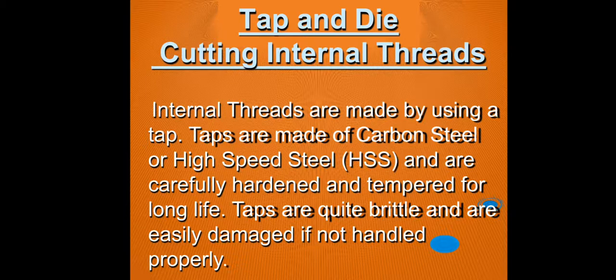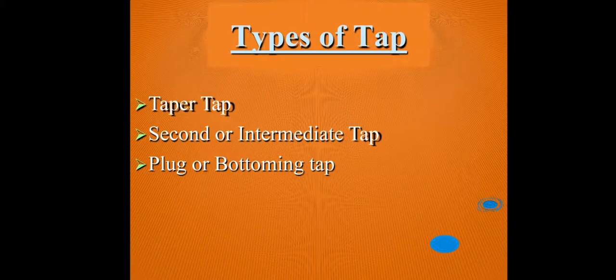Tap and die cutting internal thread method. Internal threads are made by using a tap. This tap is made up of carbon or high speed steel (HSS) and is carefully hardened and tempered for long life. Taps are quite brittle and are easily damaged if not handled properly.